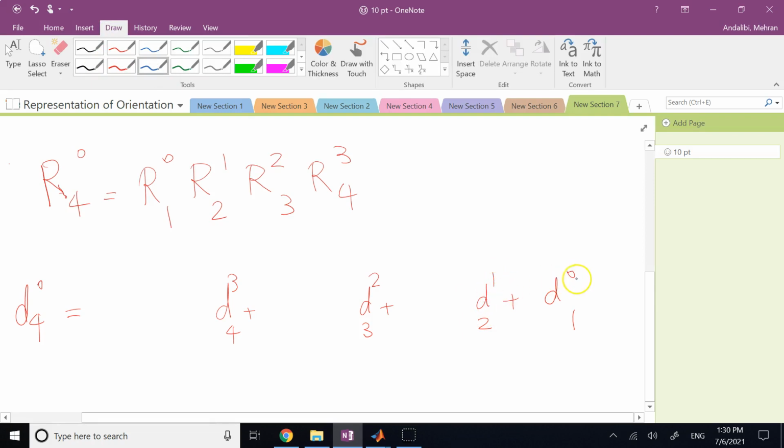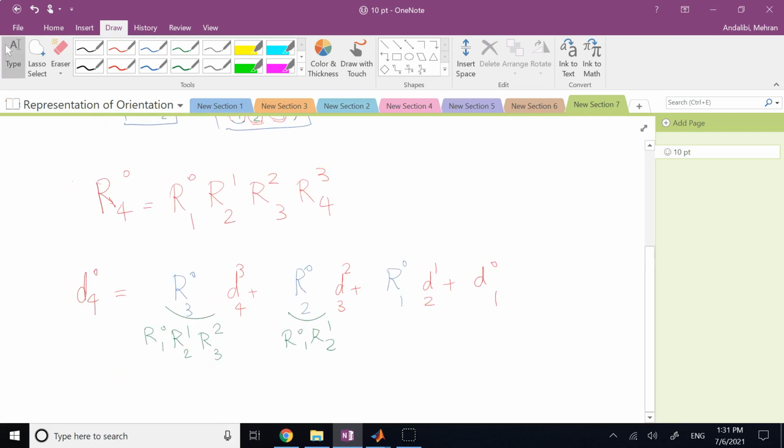Now what are these? This is written in frame 1, but everything has to be in frame 0. So this has to be the rotation matrix of 1 with respect to 0. Since this is in frame 2, it has to be rotation of 2 with respect to 0. This has to be rotation of 3 with respect to 0. But I don't have this one and this one. So instead of that, I have to write this as R10, R21. And this one is going to be R10, R21, R32.